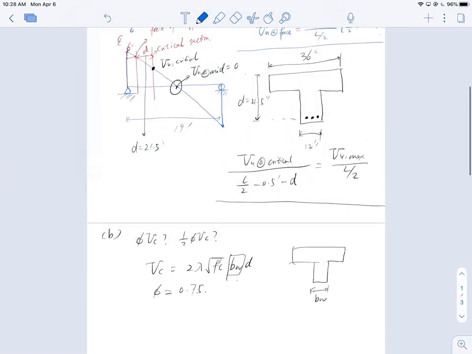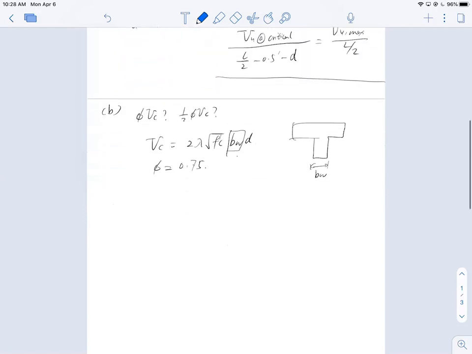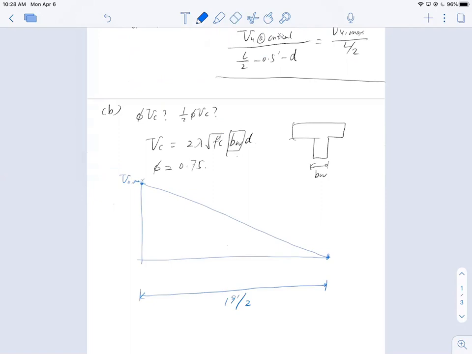So again, coming back to this shear diagram plot, I'm going to repeat that. Since I only care about half of the span, I'm going to draw it big. So this is half of the shear diagram. Of course, the length of it is 19 feet divided by 2. And VU max is right here. So how do you trace them? All you need to do is this.